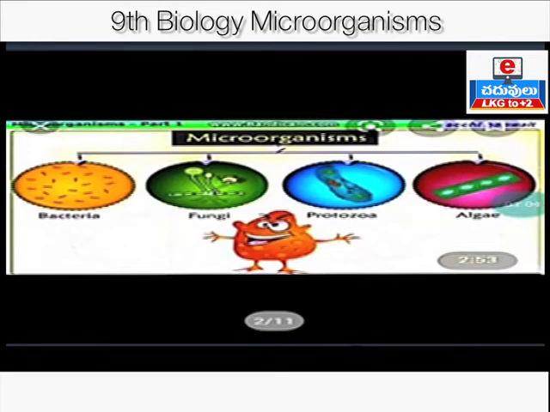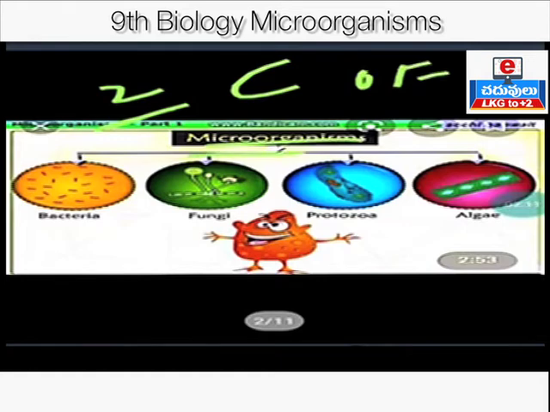microorganisms. In the second concept in your chapter, we learn the classification of microorganisms. Classification of microorganisms means there are different types of microorganisms: shape wise, size wise, function wise, location wise, and reproduction wise. All of them can be different.